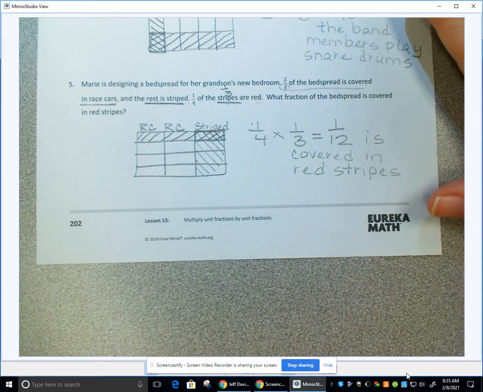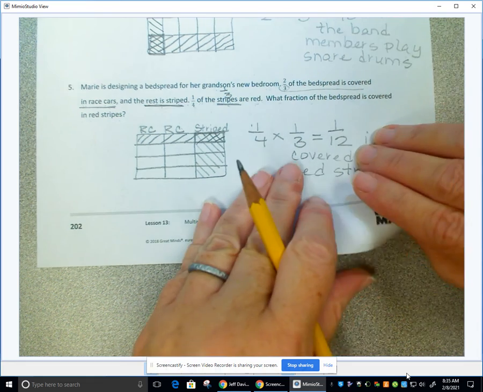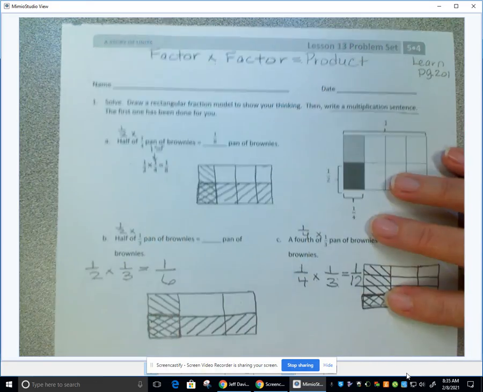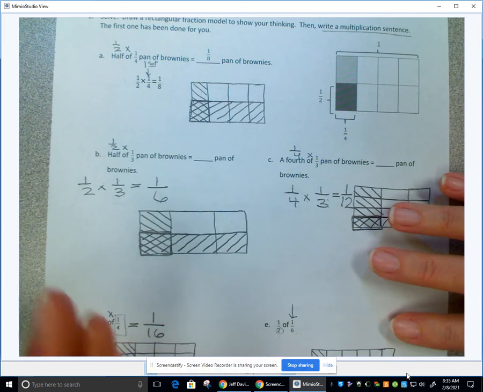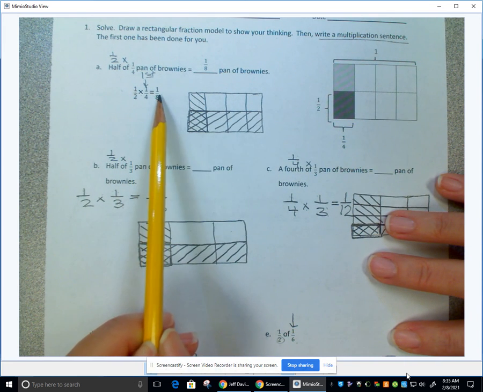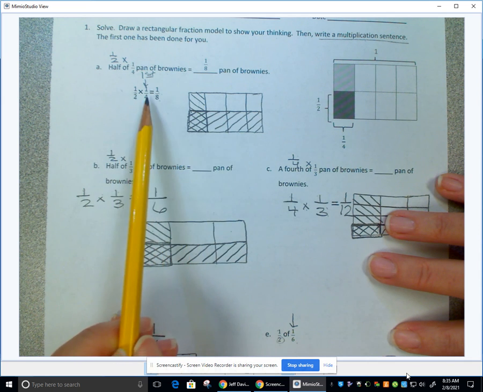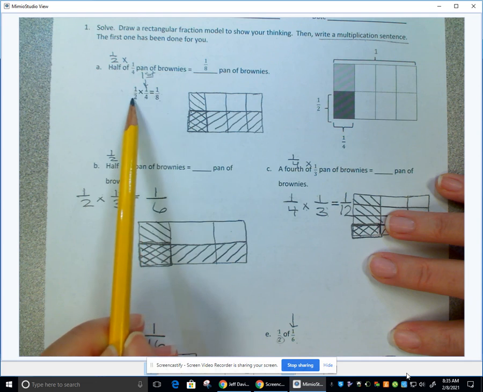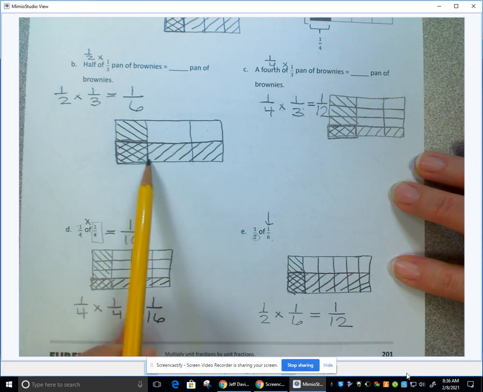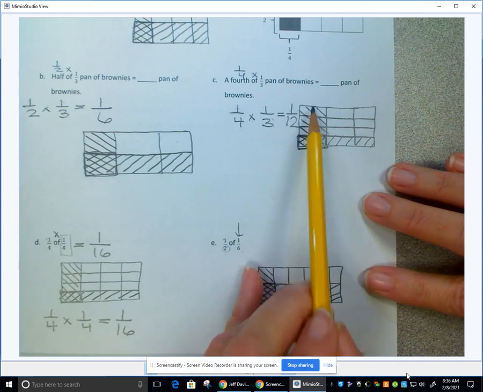Okay. I hope you've understood this lesson fairly well. Remember, let's refer back to factor times factor equals product. We've learned when we multiply a fraction times a fraction, the product that we get is always smaller than either one of our factors, our fractions. You'll go back and notice the answer that we got was smaller than either one of our factors.